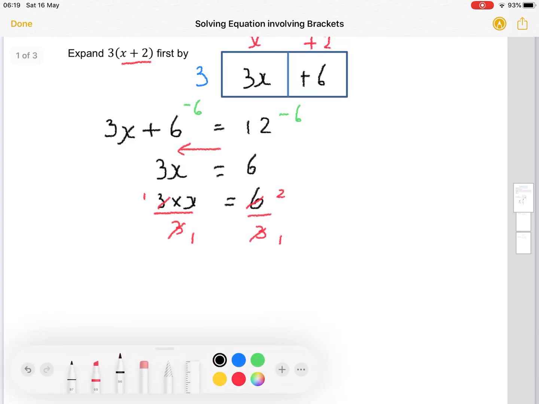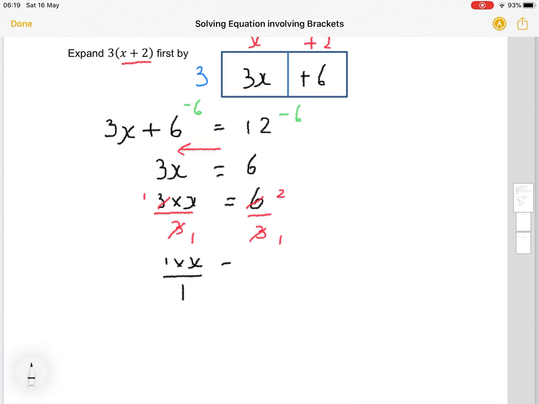Okay. Now, what I remain with is 1 times x all over 1 is equal to 2 all over 1. Now 1 times x is x. x all over 1, we remain with x. 2 divided by 1, and a number divided by 1 is that same number, okay?